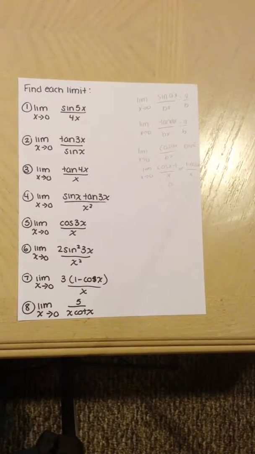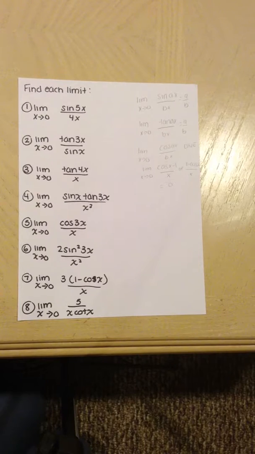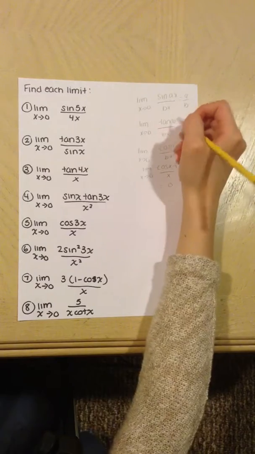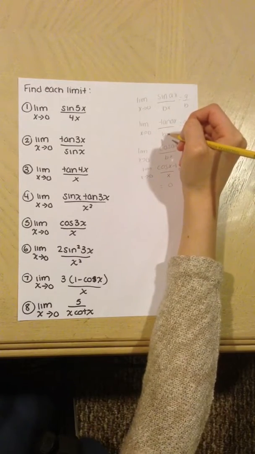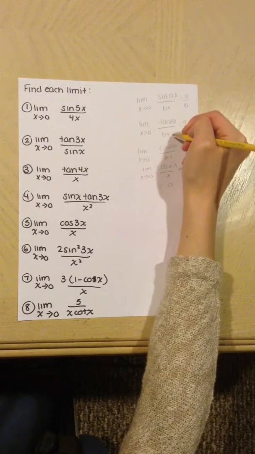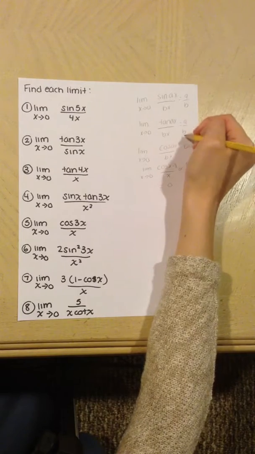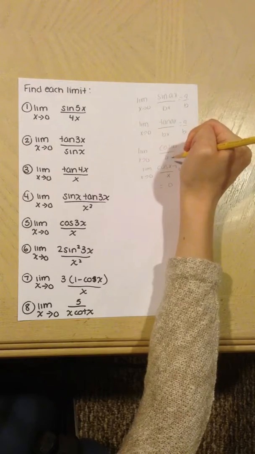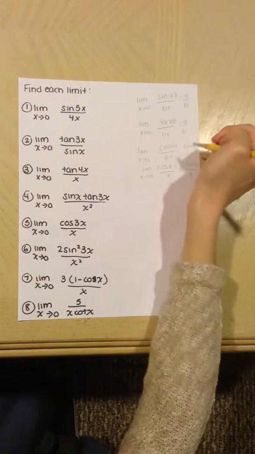So this next unit is trig limits and derivatives. Now for this first part, trig limits, there are some rules. The limit as x approaches 0 for sine ax over bx is the ratio of a over b. The limit as x approaches 0 for tan ax over bx is also a over b. And the limit as x approaches 0 for cos ax over bx is undefined or does not exist.